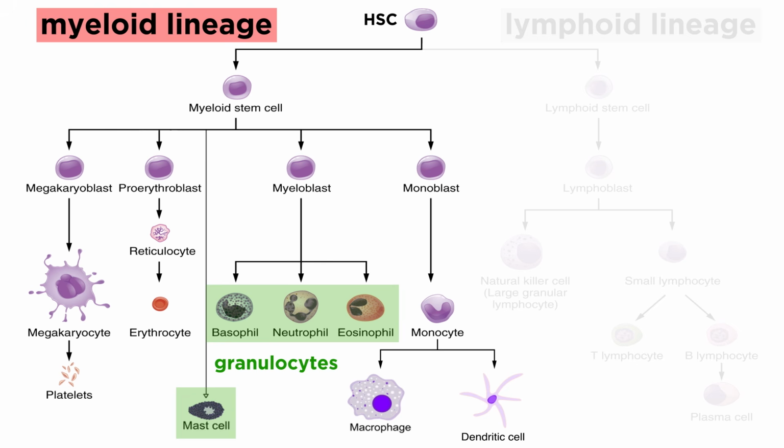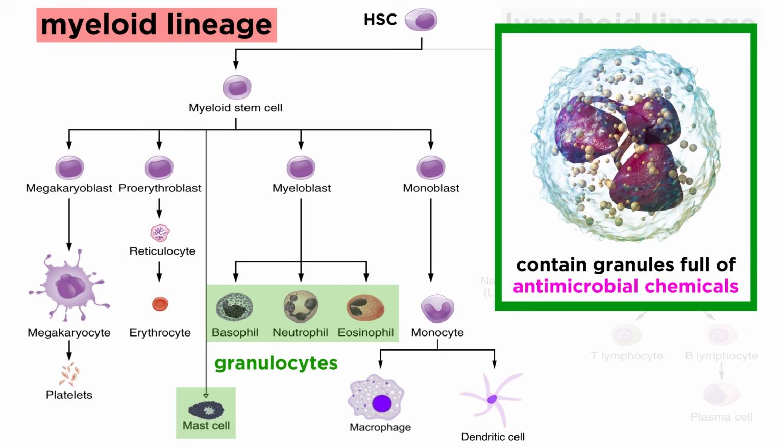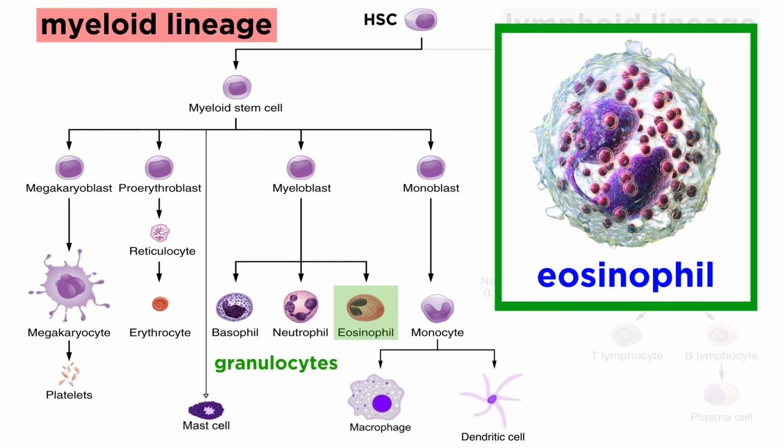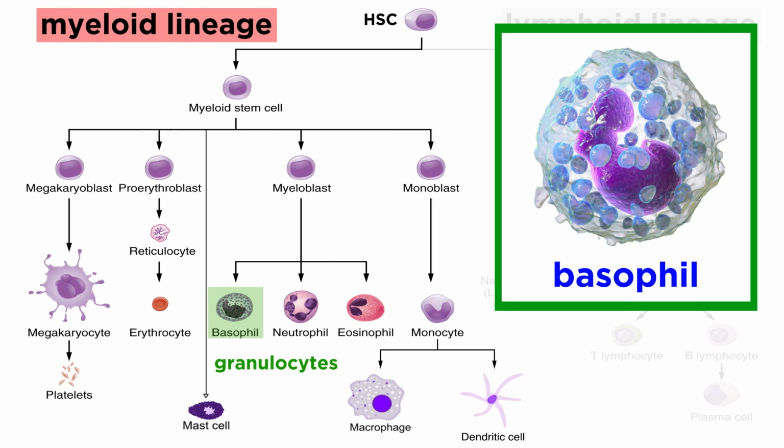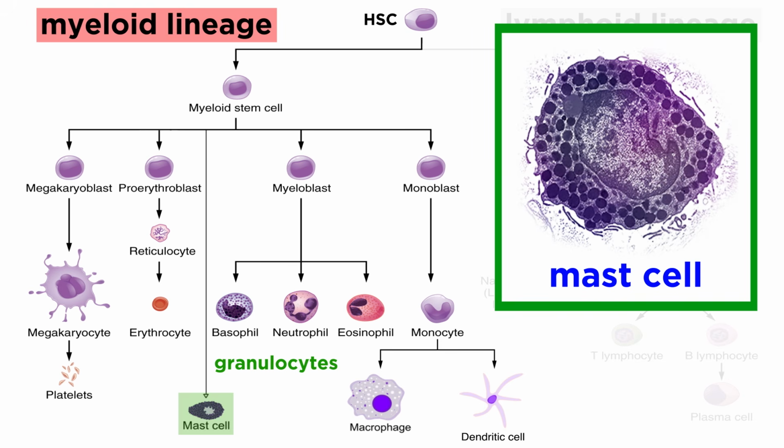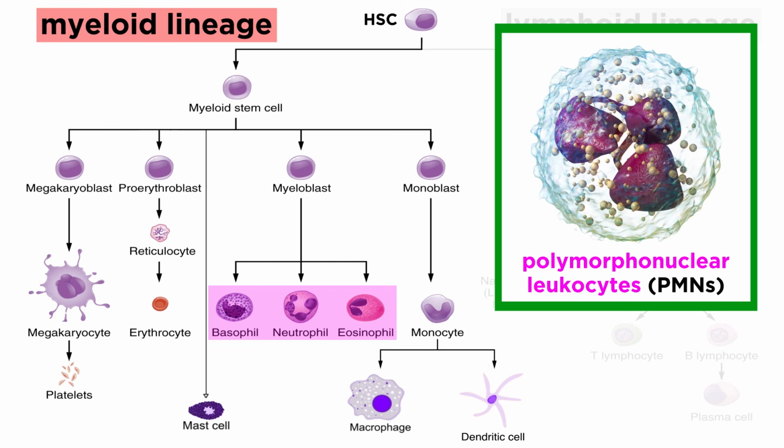Next, we have a family of immune cells called granulocytes. This name comes from the fact that these cells are preloaded with granules full of antimicrobial chemicals that they can release during an infection to kill pathogens. Neutrophils, eosinophils, basophils, and mast cells are all types of granulocytes. Neutrophils, eosinophils, and basophils are also called polymorphonuclear leukocytes, or PMNs, because of the unique multi-lobed shape of their nuclei that can be seen under a microscope.